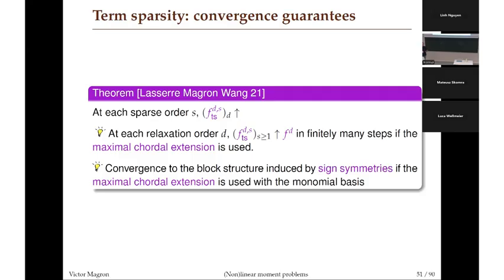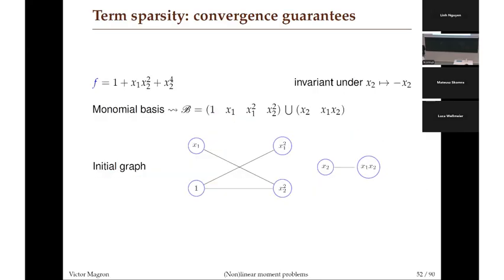If you use the monomial basis, not the Newton polytope or your favorite basis, and also if you use the maximal chordal extension. So let's see how it works on examples. Let's take a problem that is invariant under certain sign symmetries. Here this polynomial is invariant when you flip the sign of x2, not the sign of x1. So you can select a monomial basis.